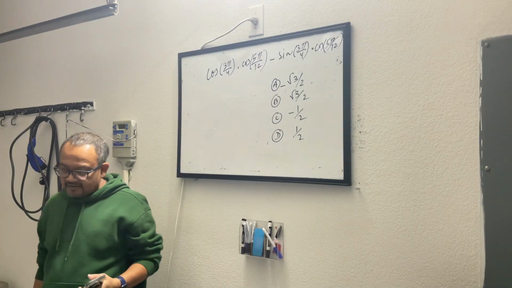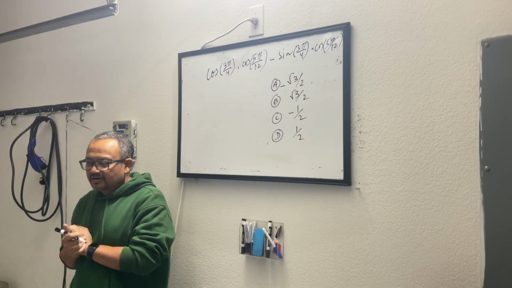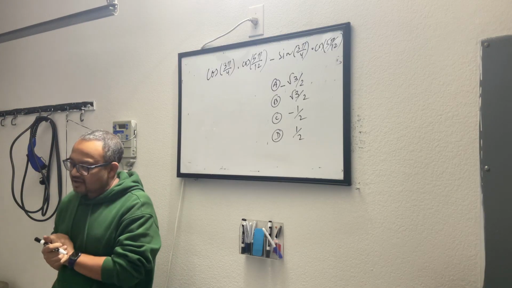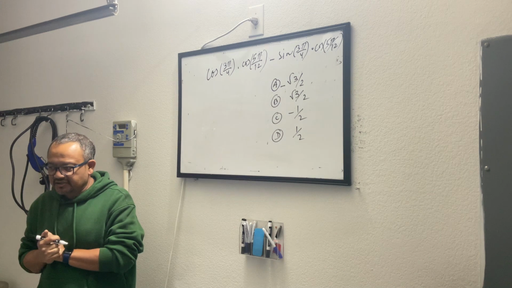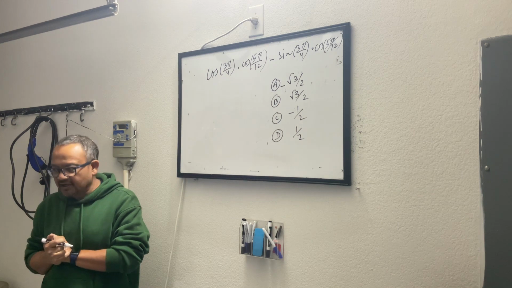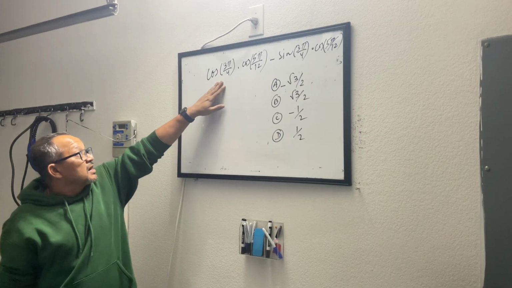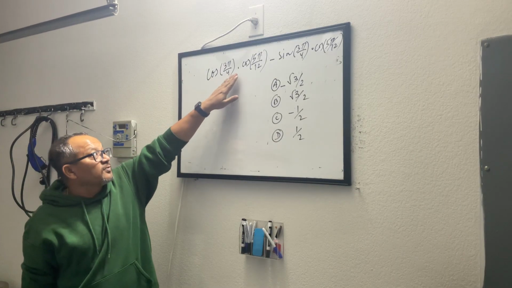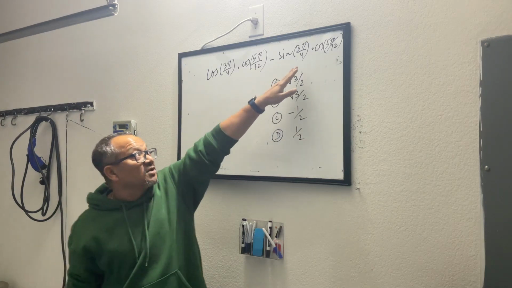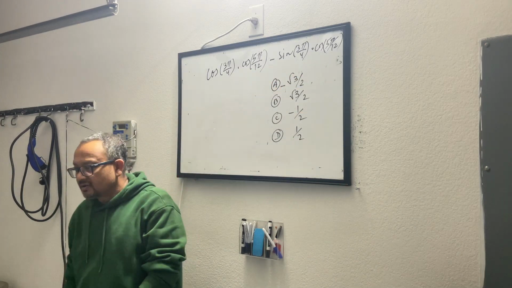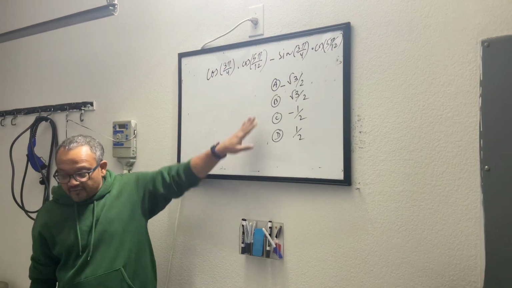And I would want you guys to give it a try and tell me how you are going to approach this. Take 30 seconds, let me not bother you for the next 30 seconds. I want you to think about it. I hope you can read the question. I'm reading it one last time. Cos of 3 pi over 4 times cos of 5 pi over 12 minus sine of 3 pi over 4 times cos of 5 pi over 12. You have to find out the value of this expression. These are the 4 options that we are given.